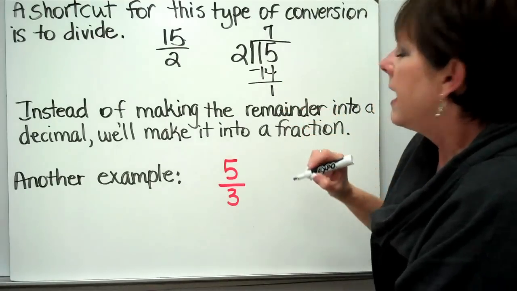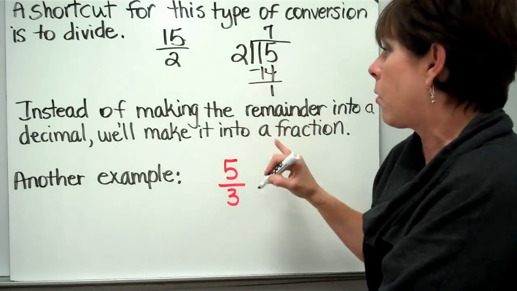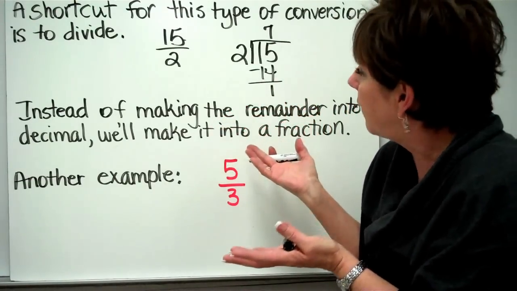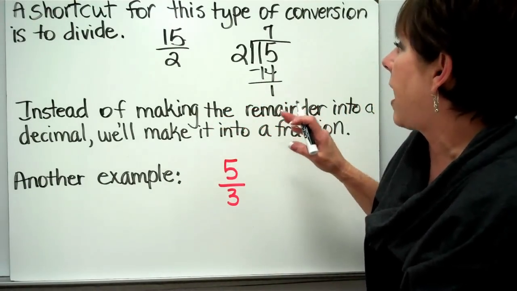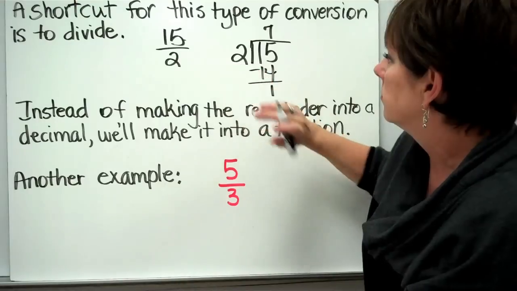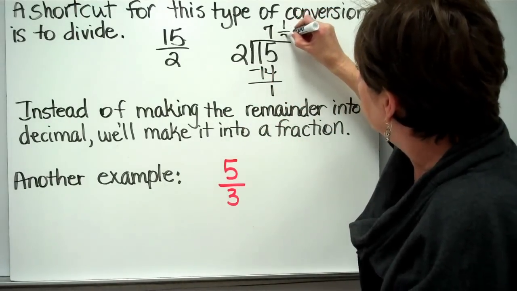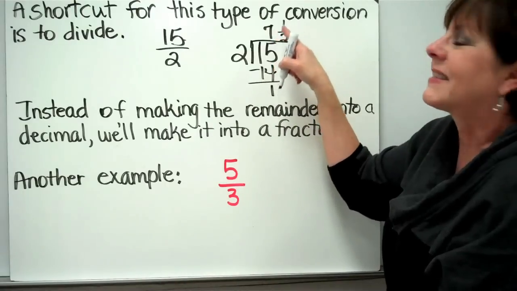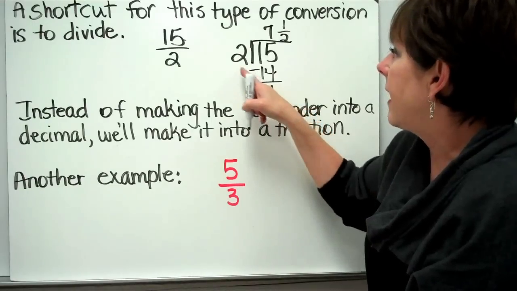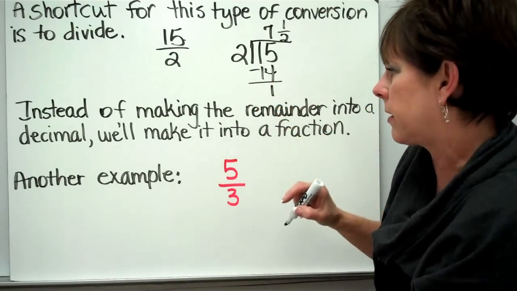Subtract, 1. Now we don't write this as big capital R remainder 1, and we don't make it into a decimal because frankly we're not studying decimals, we're studying fractions. So we'll make it into a fraction, and here's how we do it. 1 out of 2. So we would say 7 and 1 out of 2. And we would say that as 7 and a half. Alright? 1 out of 2. We don't put decimal points, we don't add zeros.